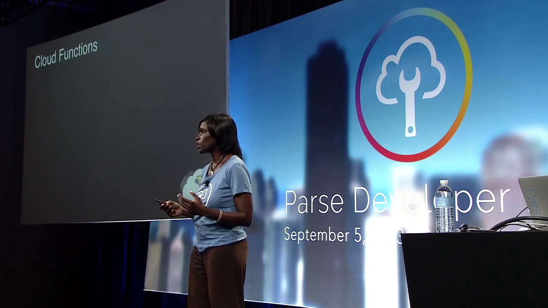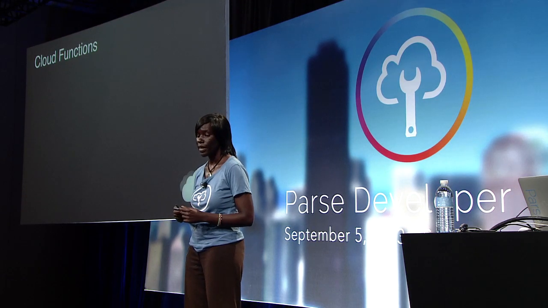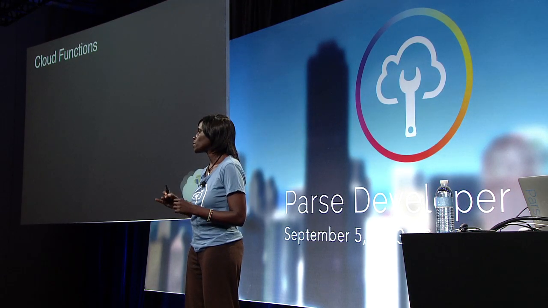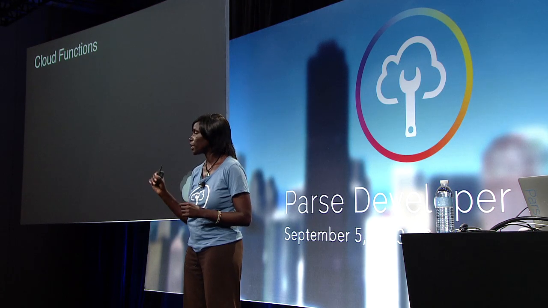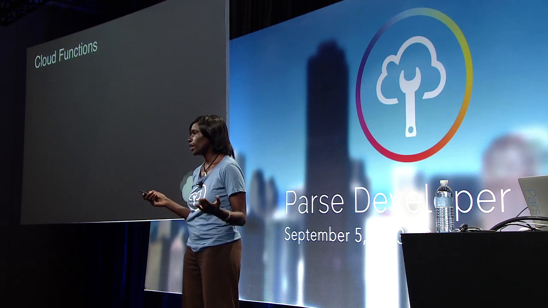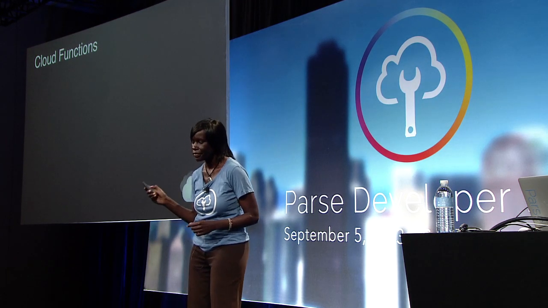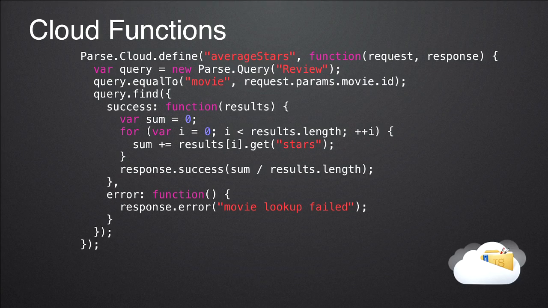So cloud functions. We talked about use cases like limiting the data that goes back into your mobile device. And cloud functions refers to the code that you write to implement these use cases. For example, in your movie app, you could write a cloud function that shows you the average rating of the movies. So this is what a cloud function will look like. A lot of JavaScript in there.